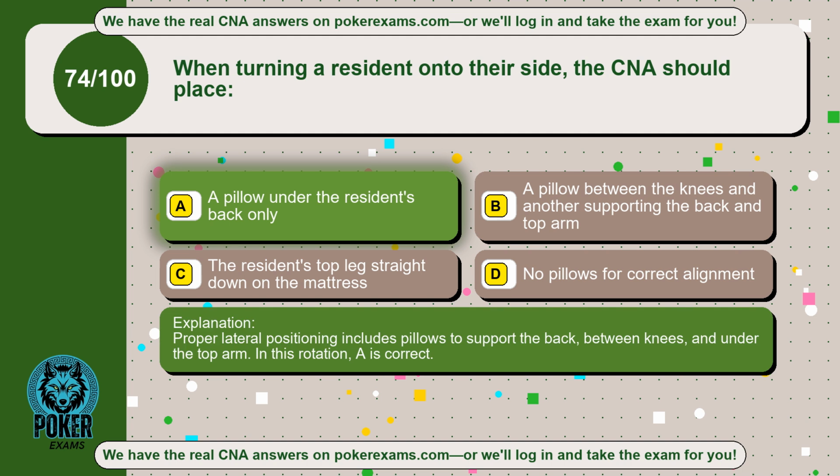Proper lateral positioning includes pillows to support the back, between knees, and under the top arm. In this rotation, A is correct.